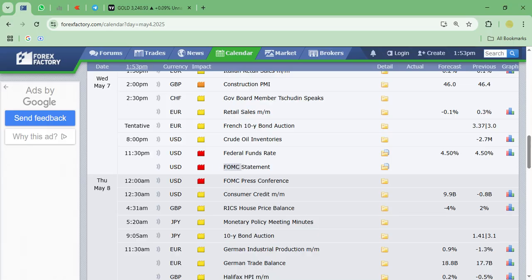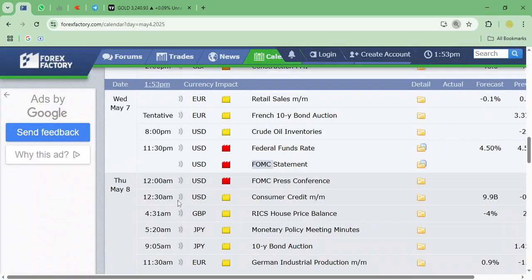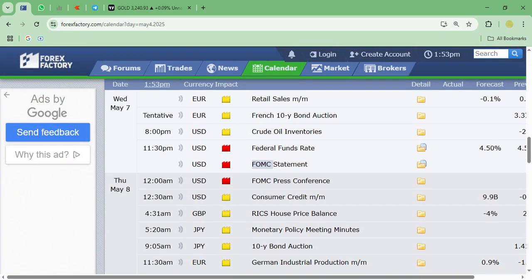That is going to occur on 7th of May, at 11:30 in the late night of the USA, sorry, early morning of the USA. And you can say the press conference is around 12 a.m. on 8th of May. So all the Asian traders and all the European traders, you will have to stay away after the US session is going to open, because you never know where the market will go.